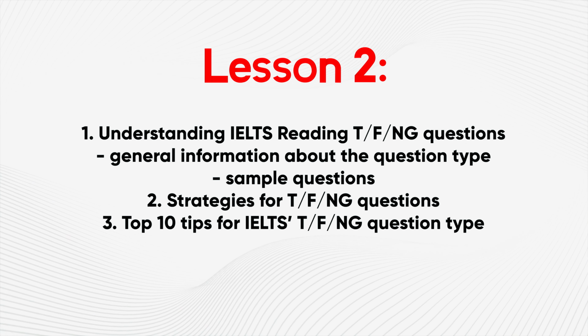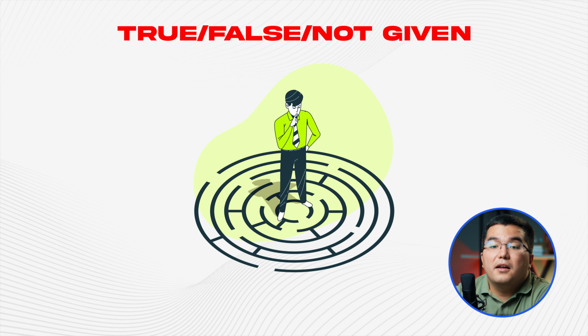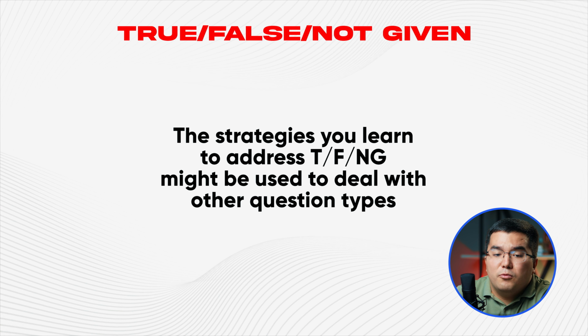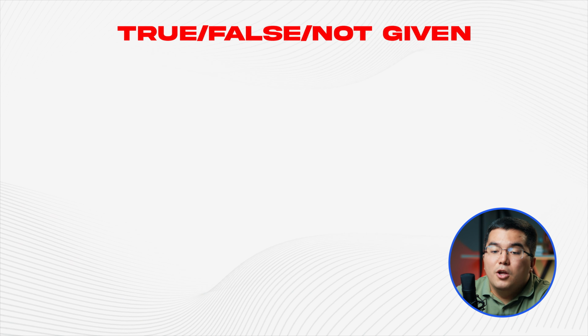So let's get started. These true, false, not given question types are considered to be the most challenging type of question that appears in IELTS reading. You can find them in both the academic and general training IELTS reading tests. The more you understand about these questions, the easier they will be. And the strategies you learn to address true, false, not given can be used when you start dealing with other question types. As you can see, here we have an illustration where 8 questions are being provided.